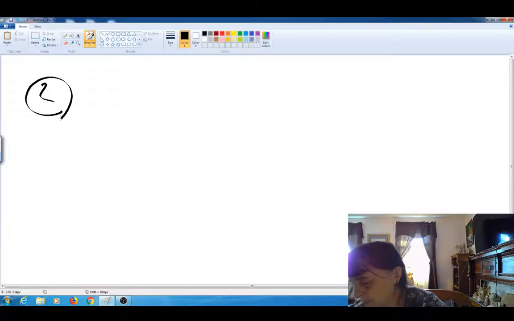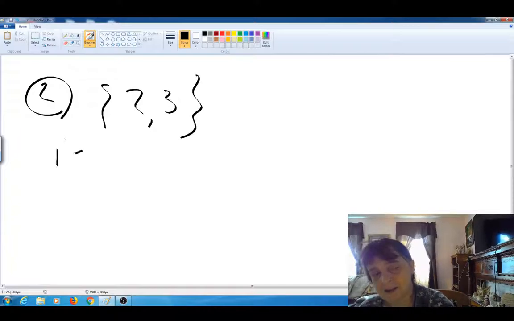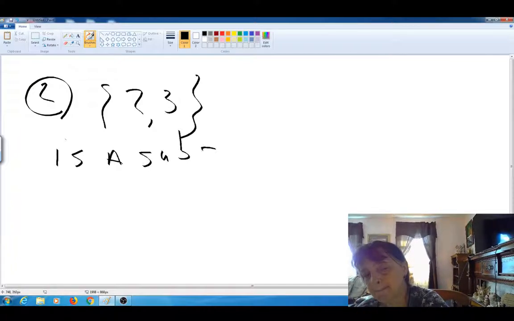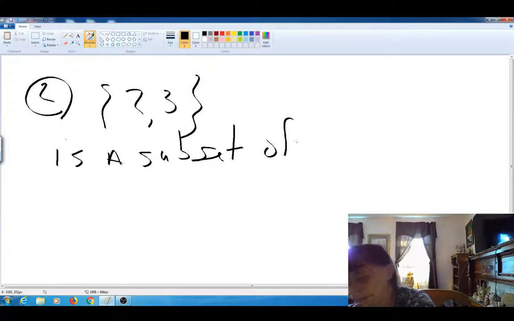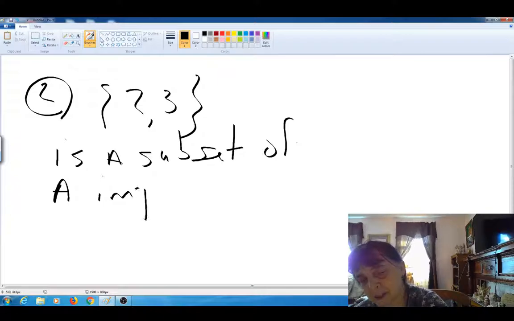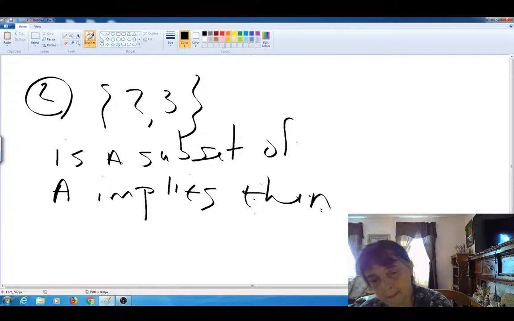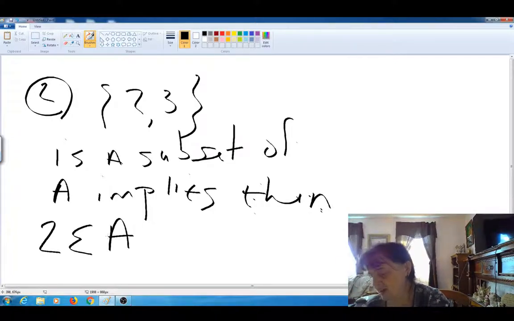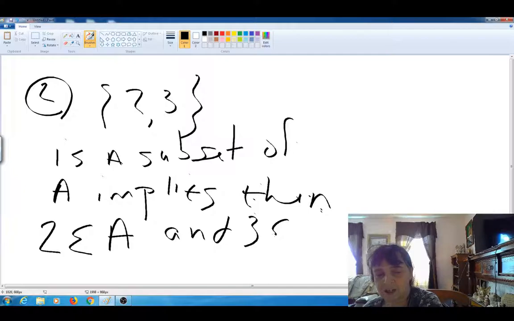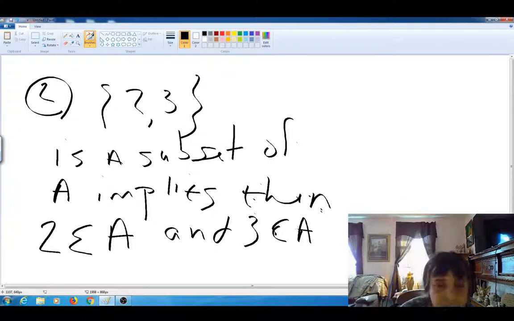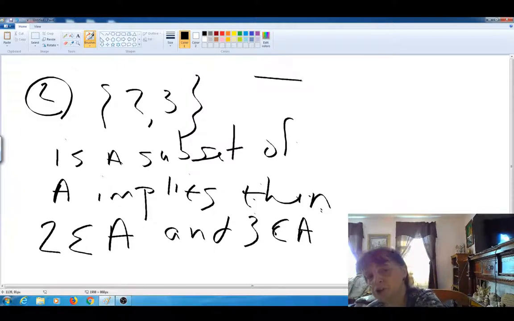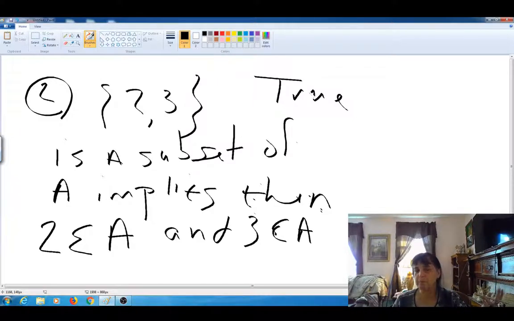Number 2. Is the following true or false? 2, 3 is a subset of A implies that 2 is an element of A and 3 is an element of A. So yes, that is true. 2, 3 is a subset of A. 2 and 3 both have to be elements of A.